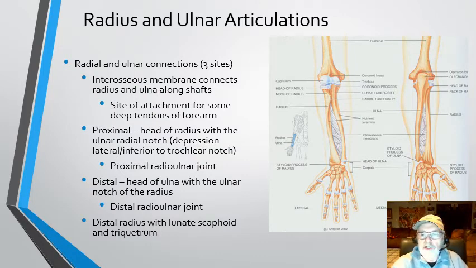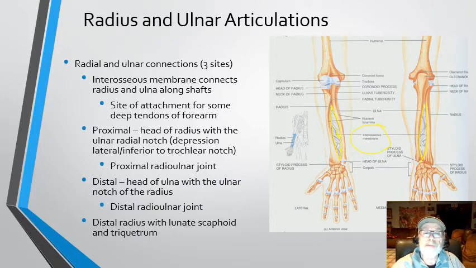A couple other things I should mention about the forearm so I can get to the hand before it gets too late. If I look at the forearm, the radius and the ulna are connected in a couple spots. All the way in here, they're connected by a membrane called the interosseous membrane. It connects the radius and the ulna along most of the forearm, and it also serves as a site of attachment for muscles. Muscle fibers will actually attach onto this membrane, and it divides the anterior from the posterior, which is really good.